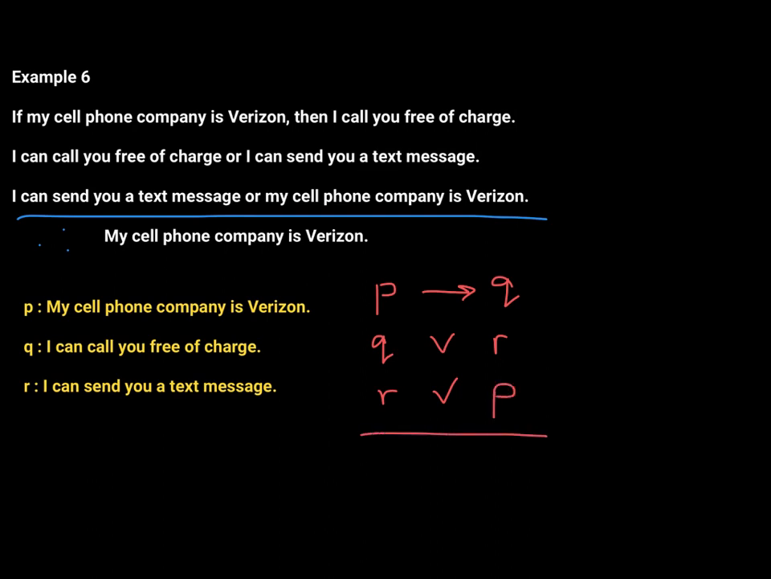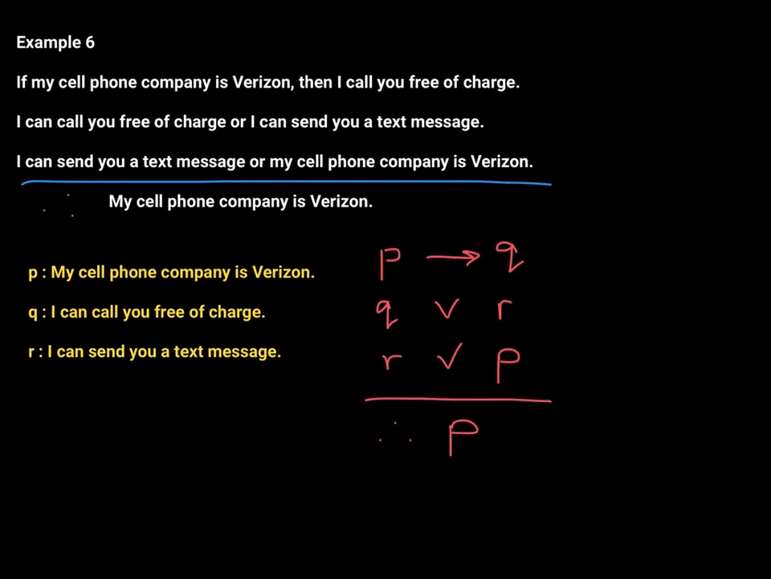The conclusion, therefore, is my cell phone company is Verizon, so the conclusion is P. So this is, in symbolic form, what the argument is. And we're going to have to construct a truth table here.